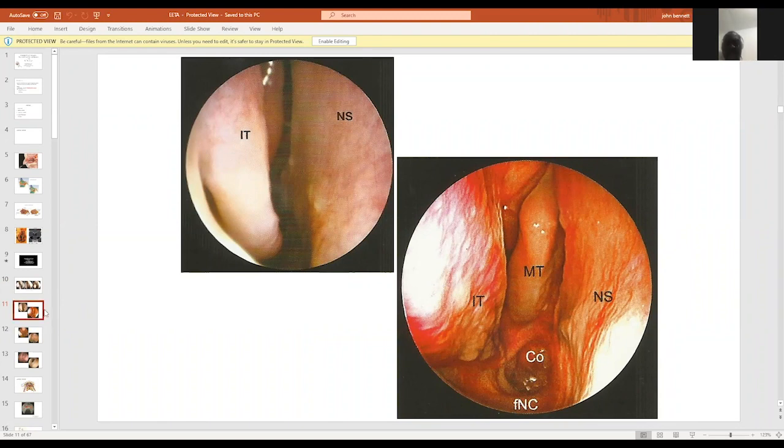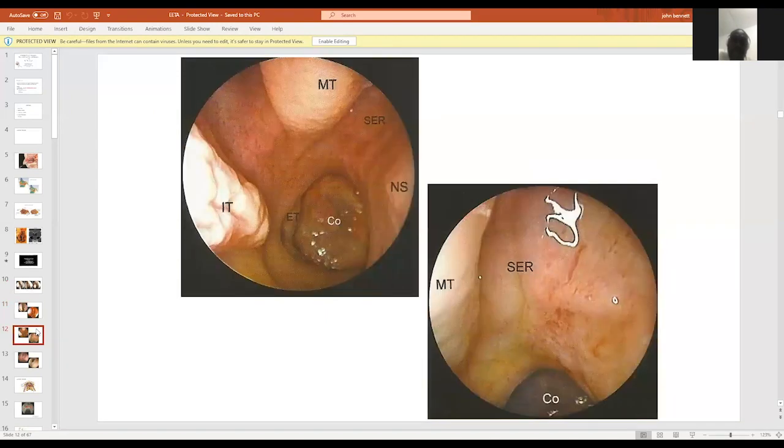For me, the choana that you see here has the shape of an arc. So this arc is the lower margin of the sphenoethmoidal recess. And for me, this is the main landmark, easy to find, and this will give you the entrance to the sphenoid sinus. Let's move forward.